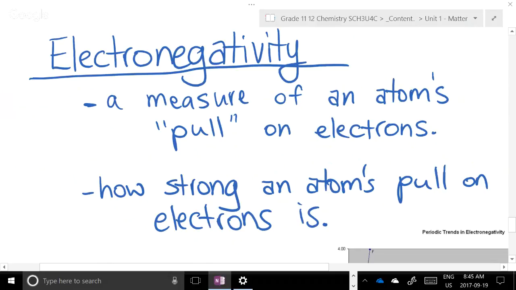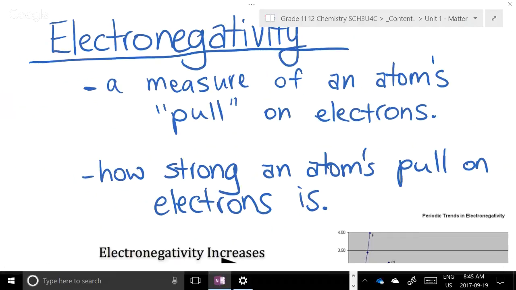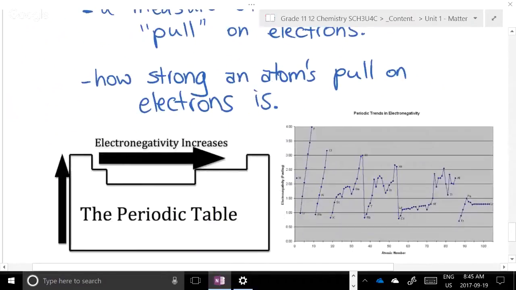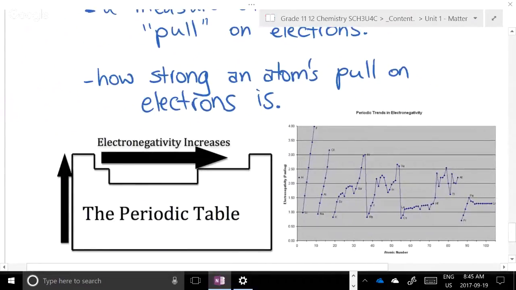Okay, that's obviously very casual language, but it makes sense, right? And again, the trend is just what we've seen in other trends, which is that the smaller the atom, the bigger its pull. Does that make sense? The smaller the atom, the bigger its pull on electrons.